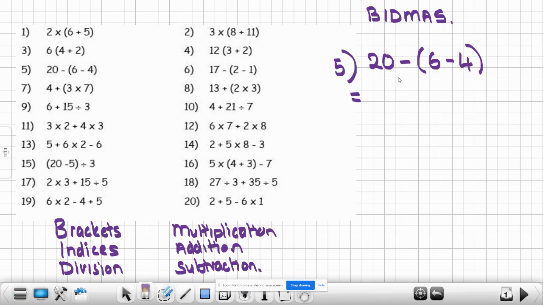We've got in the brackets 6 minus 4. And 6 minus 4 is 2. So when the brackets are removed, we're going to have 20 minus 2, which equals 18.